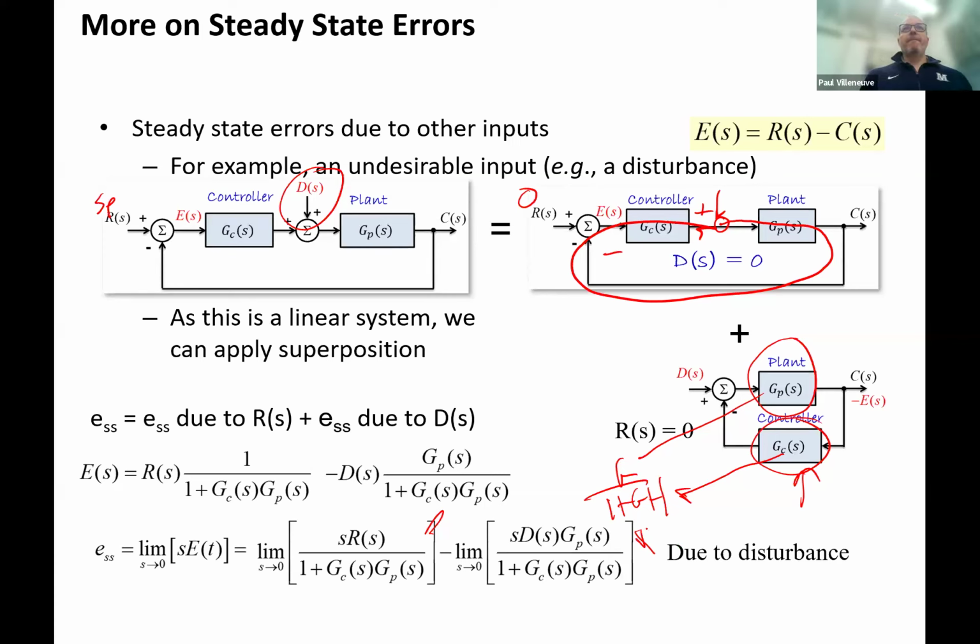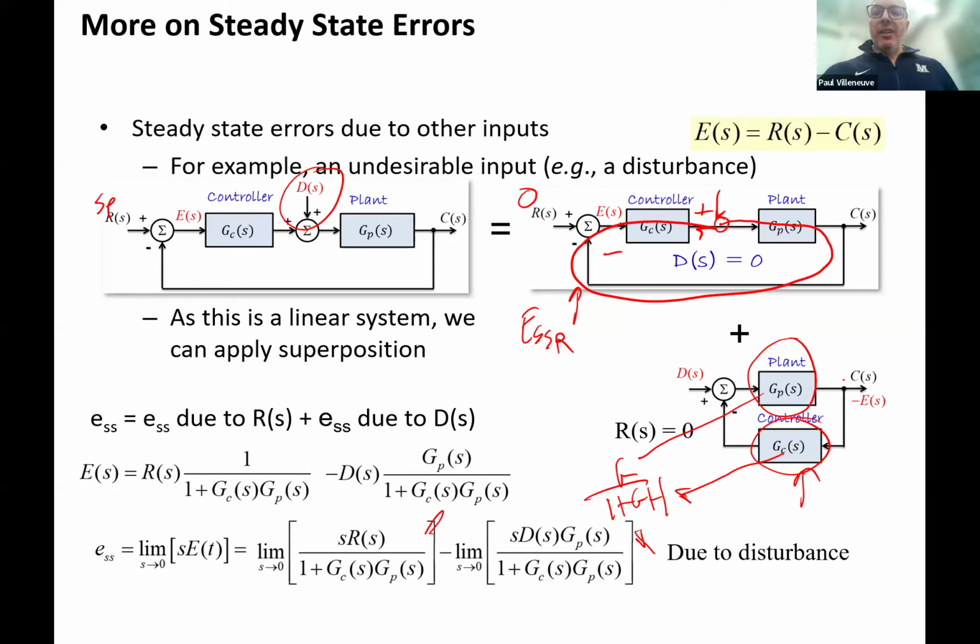Oh, question? Yeah, how do you get the ESS due to R(S) and the one due to D(S)? You do them independently. You basically have to do this one here. This is ESS as a result of the R. So this is the superposition case. So we've turned off D(S). Now what I'm trying to do is get my steady state error from here. So this is no disturbance input. Then I've got to do the same approach to get here.